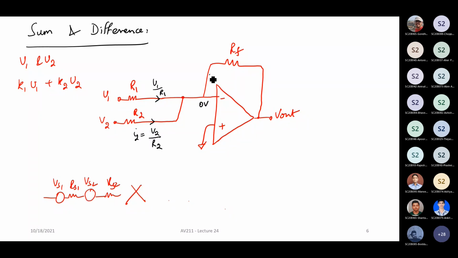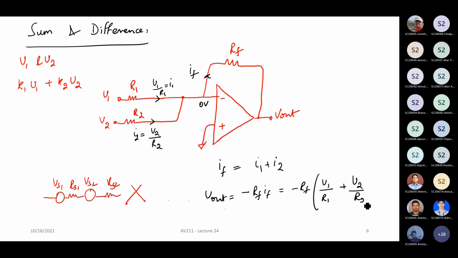Now, what is the total current here? Let's say IF. So IF has to be equal to I1 plus I2. And therefore, what is V out here? Minus RF times IF. What is IF here? Minus RF times V1 by R1 plus V2 by R2.